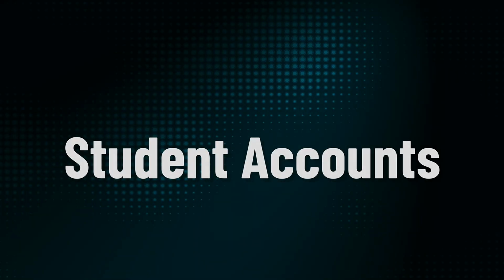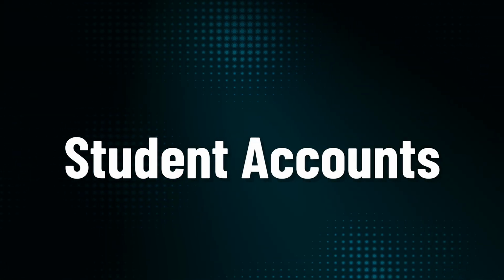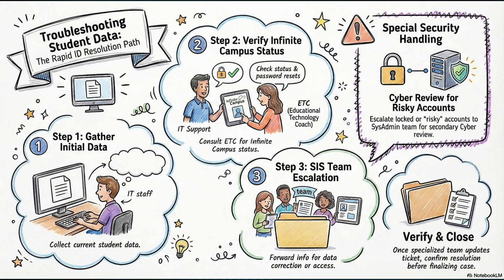This is the brief on fixing student identity and data errors. When a student's vital information, like their location, shows up incorrectly in school rostering systems, there's a fast, strict, step-by-step troubleshooting protocol we use to restore their access quickly and securely.